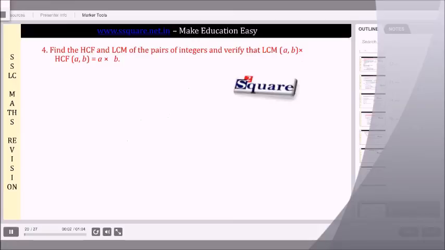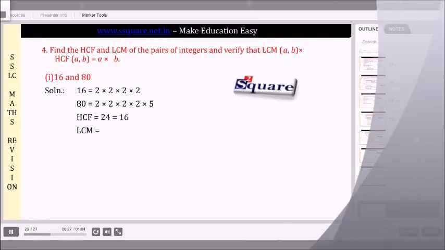Next problem. Find the HCF and LCM of pairs of integers and verify that LCM of A and B into HCF of A and B is equal to A into B. So 16 and 80. Solution. 16 will be written as 2 power 4 and 80 is equal to 2 power 4 into 5. So HCF is equal to 16. So LCM is equal to 2 power 4 into 5, which is 80. So thus HCF into LCM is equal to A into B. So 16 into 80.